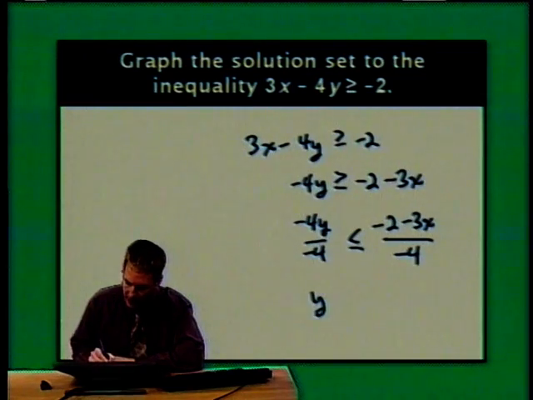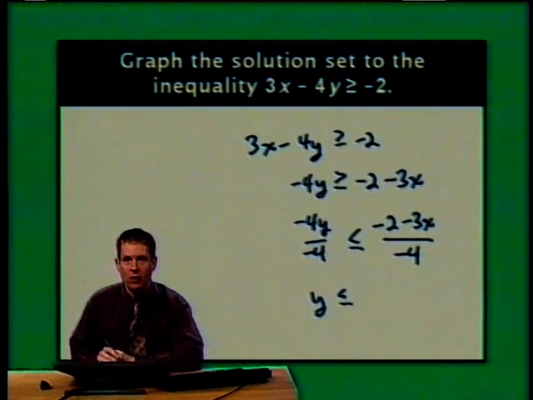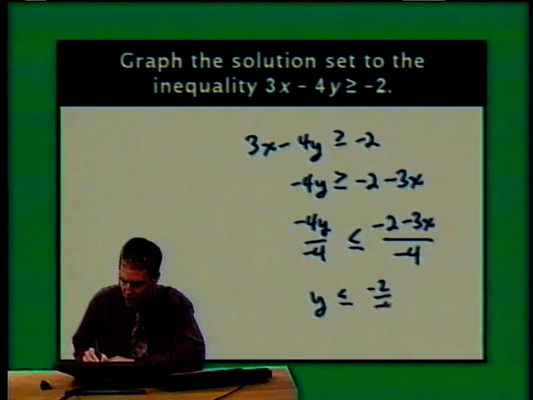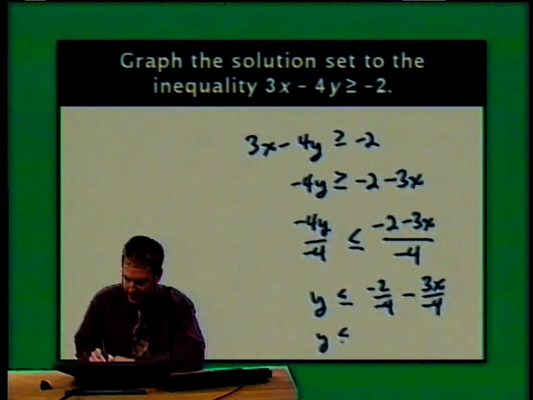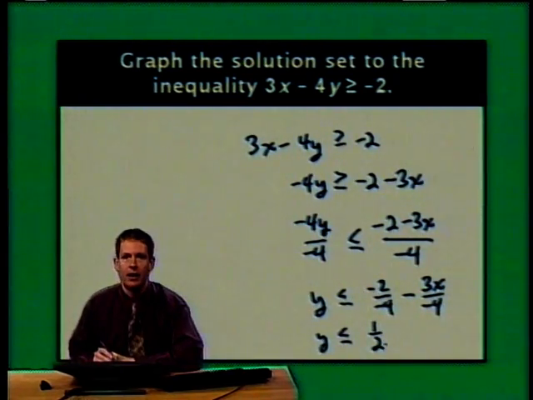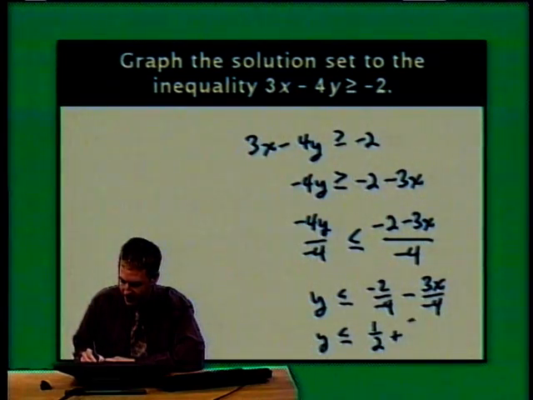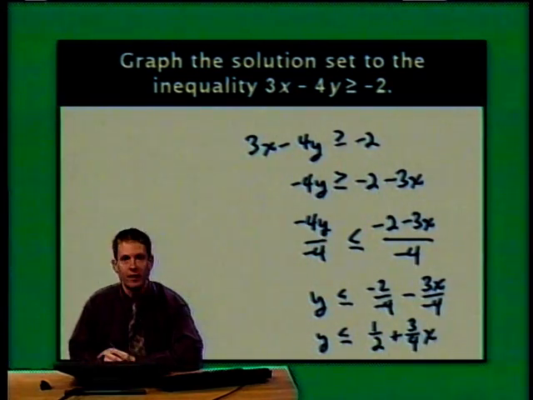So I'm left with y is less than or equal to -2 over -4 minus 3x over -4. So this simplifies to y is less than or equal to +1/2 minus a negative gives us plus 3/4 x.